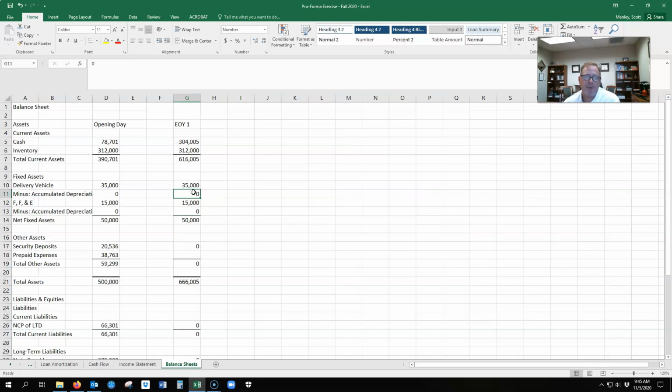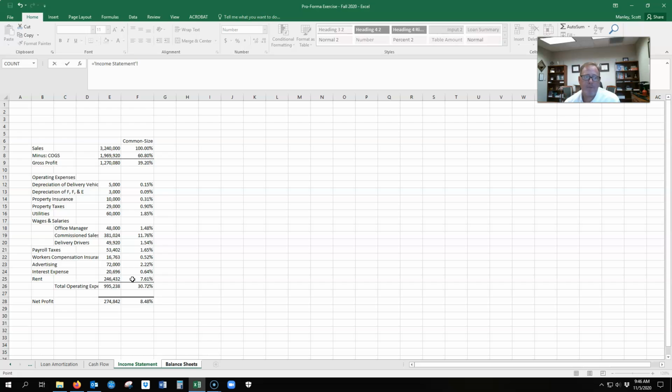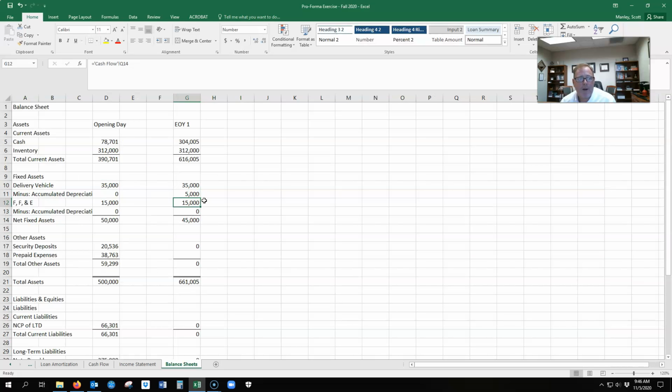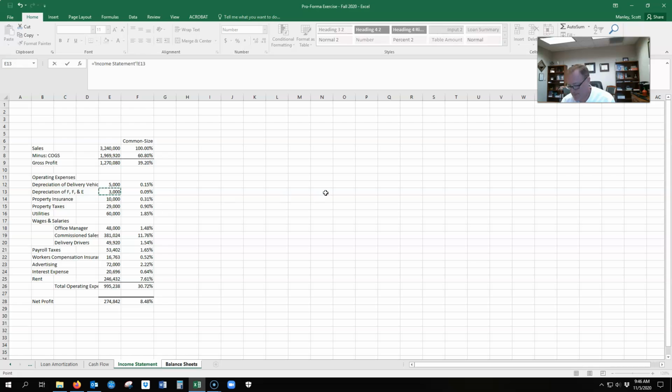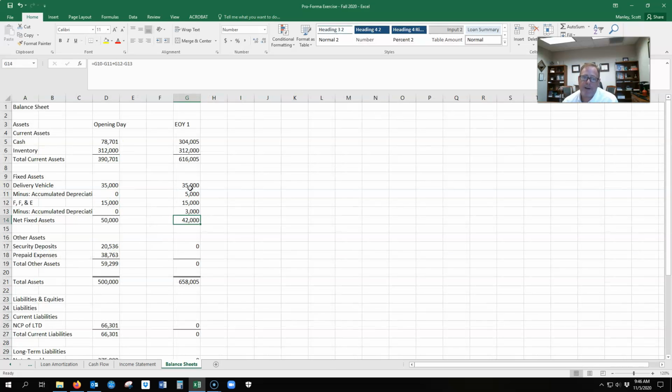Okay, for accumulated depreciation on the delivery vehicle, we can find that value very easily on our income statement, because remember, when we copied that information over to the income statement, we put in a formula that said take what's on the cash flow and divide it for our delivery vehicle by 7, because that was our depreciation period. And then for our furniture, fixtures, and equipment, we said take that value that's on the cash flow and divide it by 5.